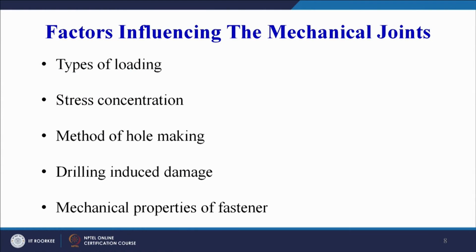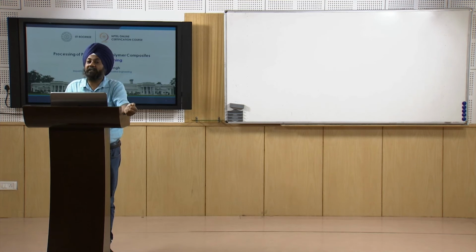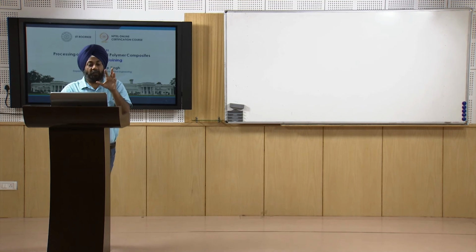Then the mechanical properties of the fastener are also very important. As I have told you, bolt shear may happen on loading. Why? Because the fastener is not designed properly, the diameter is not accurate, or it may have some inherent defects which may lead to the failure of the fastener. So the mechanical properties of the fastener are also very important.